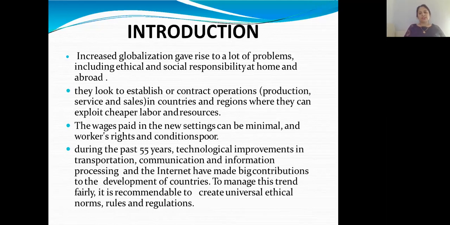देखो exploitation is one thing which needs to be avoided, and we need to think about the countries, about the resources, about the globe. So the wages paid in the new settings can be minimal and workers' rights and conditions might be poor. During the past 55 years, technological improvement in transportation, communication, information processing and the internet have made big contributions to the development of countries. To manage these trends, it is recommendable to create universal ethical norms, rules, and regulations.